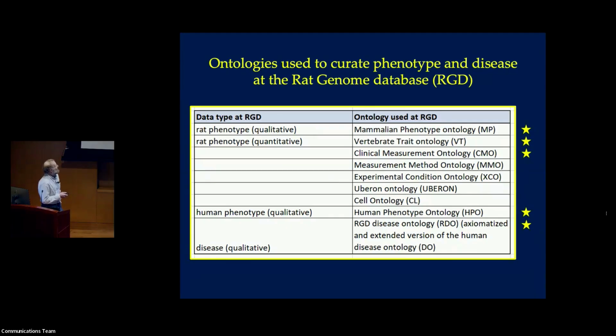So the ontologies that I'll be concerned with today are the ones marked by the stars on the right side of the list. So MP, VT, CMO, HPO, and RDO. We've mapped EFO to all of these different ontologies.